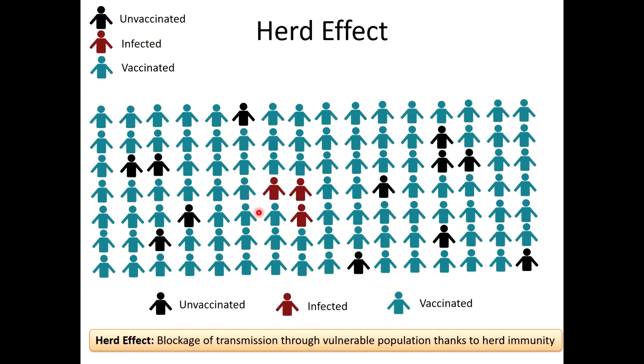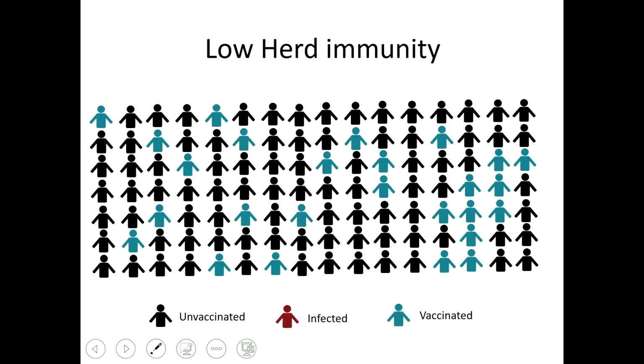It is important to mention that we can only have herd effect in diseases that are human-to-human transmitted and do not have a zoonotic or environmental transmission or reservoir. When we have a low vaccination coverage, we cannot stop the transmission chain, so the whole unvaccinated population is now vulnerable. As we can see, the disease can spread through the unvaccinated part of the population, and we don't have herd effect.